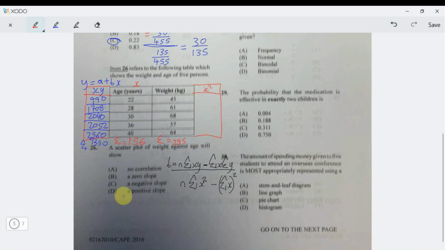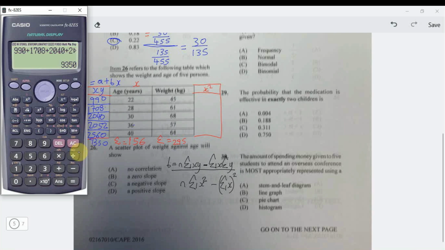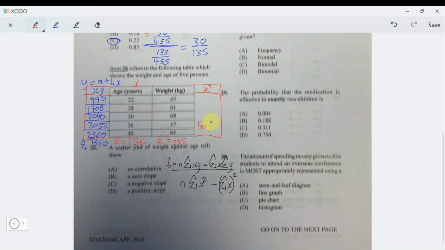I'm not even going to put all of it in the table. I'll just put it in my calculator one time. 22 squared plus 28 squared plus 30 squared plus 36 squared plus 40 squared. Alright, and we work that out, we get 5064.